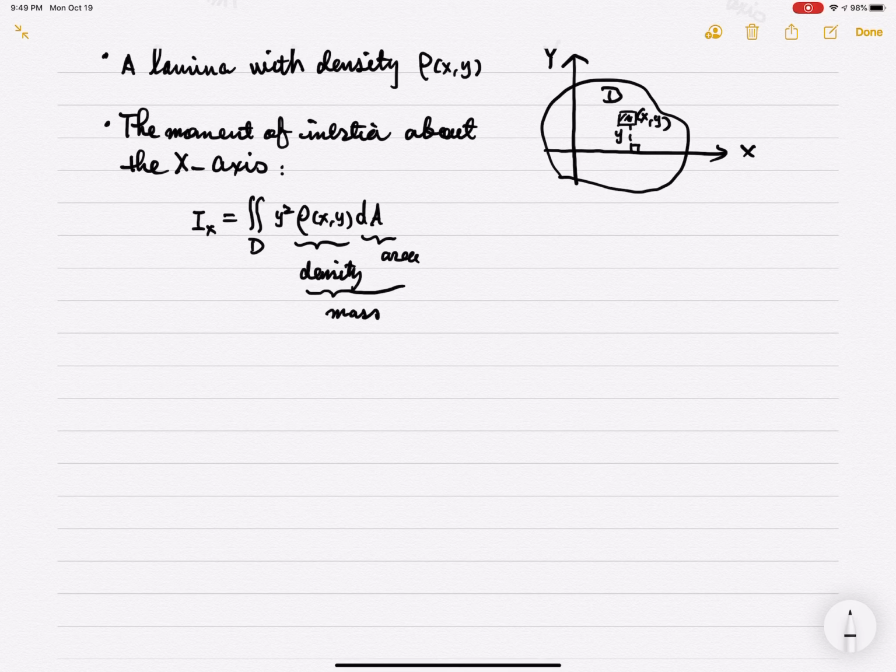And then the second one is the moment of inertia about the y-axis.